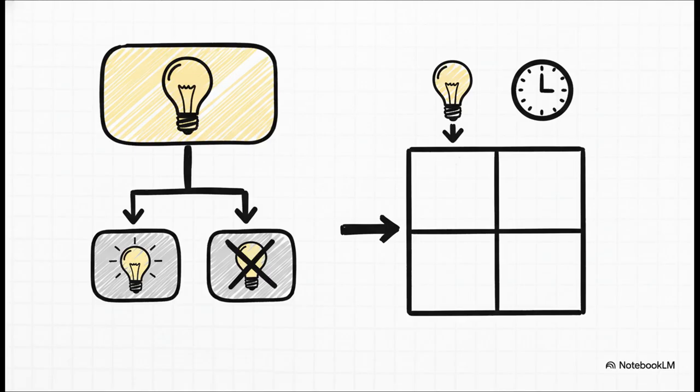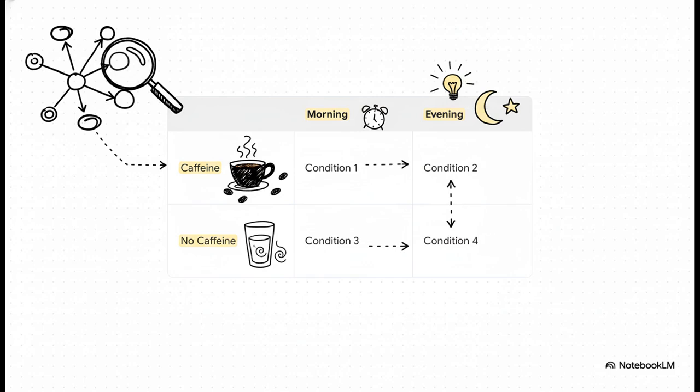The most common setup you're going to see is what's called a 2x2 design. So a 2x2 design means we have two factors and each of them has two levels. So in this example, our first factor is caffeine, and its two levels are caffeine and no caffeine. Simple enough. Our second factor is time of day, and its levels are morning and evening. When you multiply them together, 2 times 2, you get 4 unique experimental conditions that we can test.